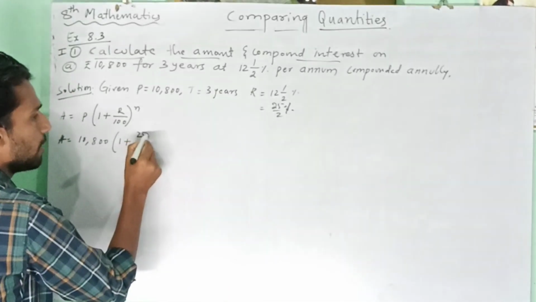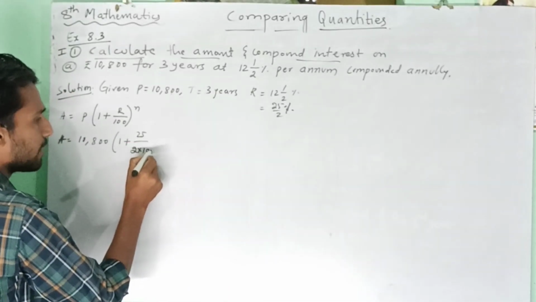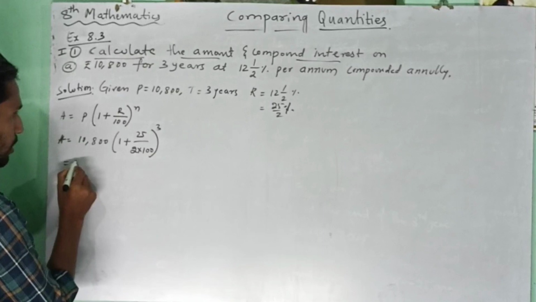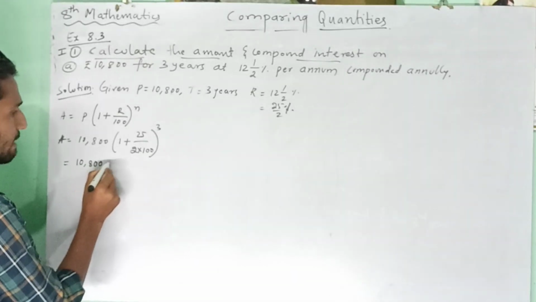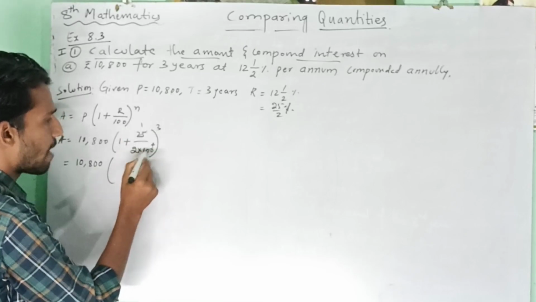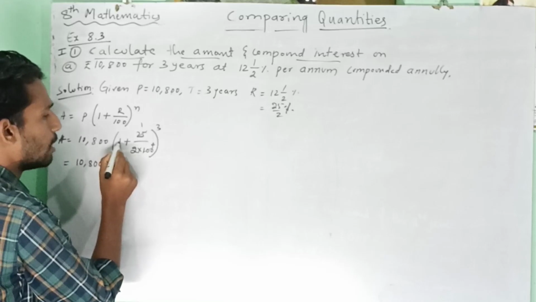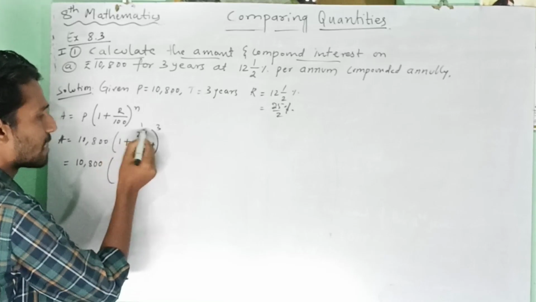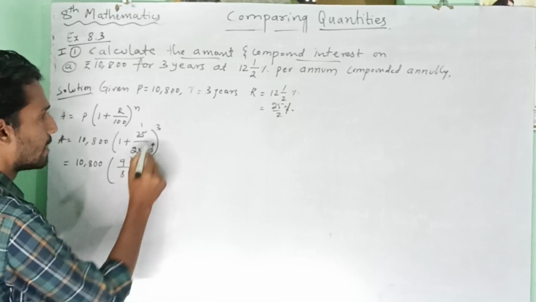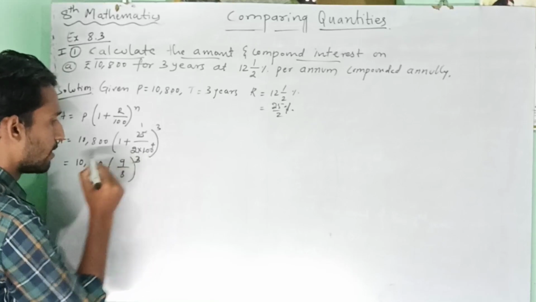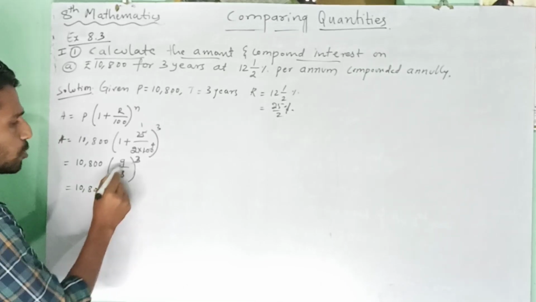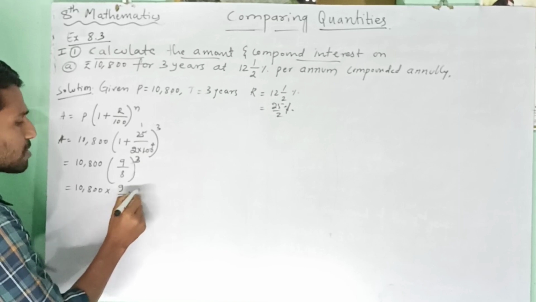Now 25/2 into 100. N is given here as 3 years. Now for 10,800, when you multiply here, 25 ones are 25, fours are 4, twos are 8, 8 into 1 is 8 plus 1, 9, 4 twos are 8, and n is 3 years. Now here we can write 10,800, and we have to multiply 9 a total of 3 times.